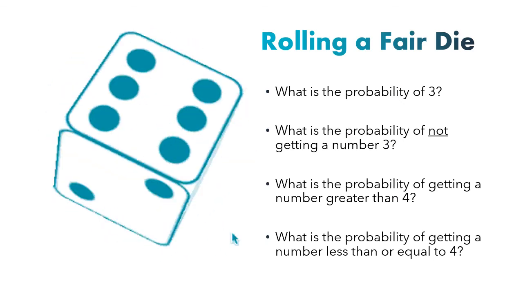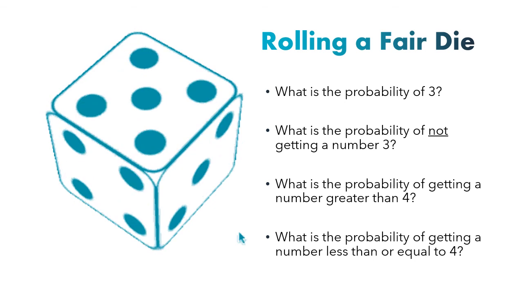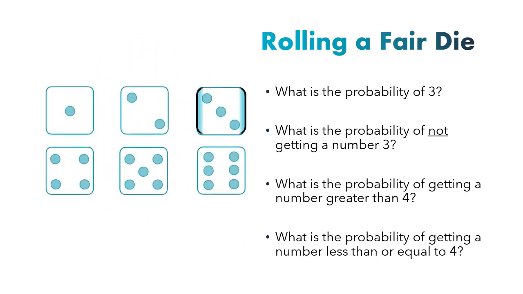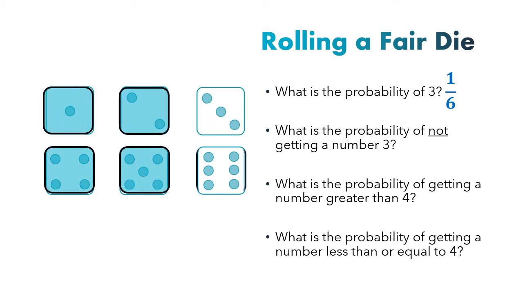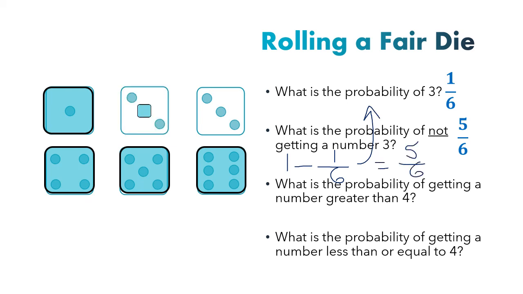If we roll a fair die, what's the probability of getting a 3? Let's get back our sample space. So the probability of getting a 3 is 1 over 6. What's the probability of not getting a number 3? That's 5 over 6. Or we can tackle this one as 1 minus 1 over 6, which is the probability of getting a 3. We're taking the complement, and that's the same as 5 over 6. What's the probability of getting a number greater than 4? That's 2 over 6, which is the same as 1/3.